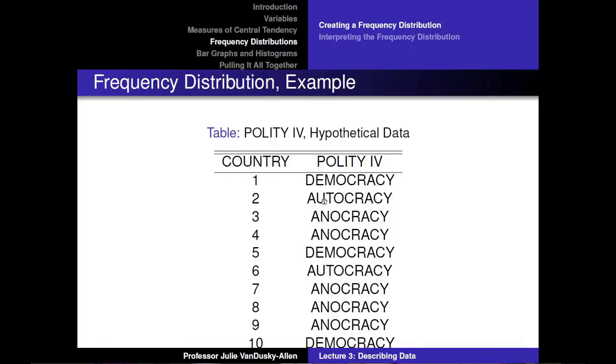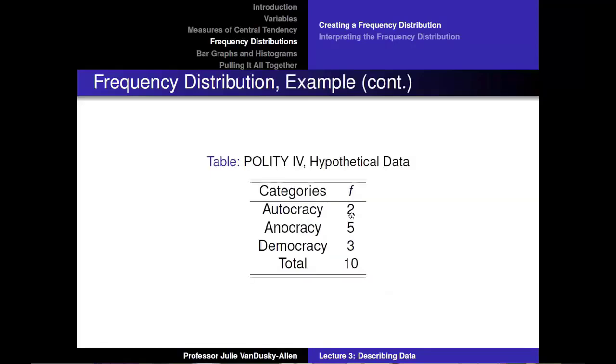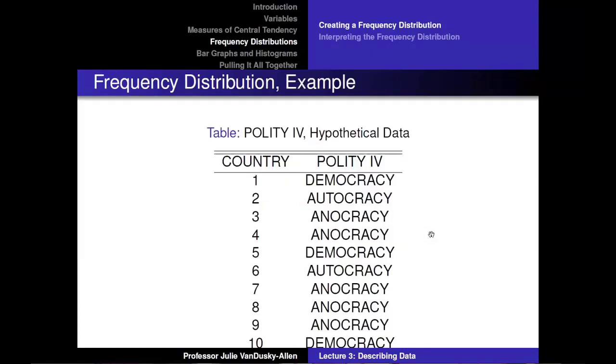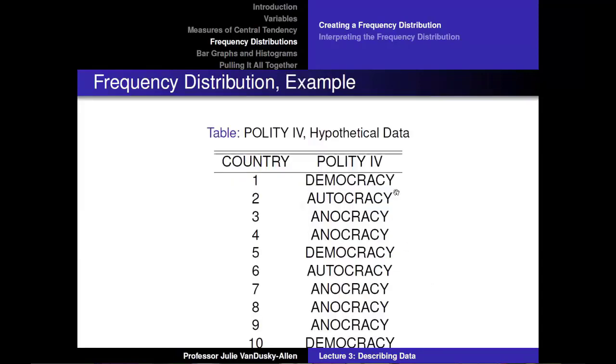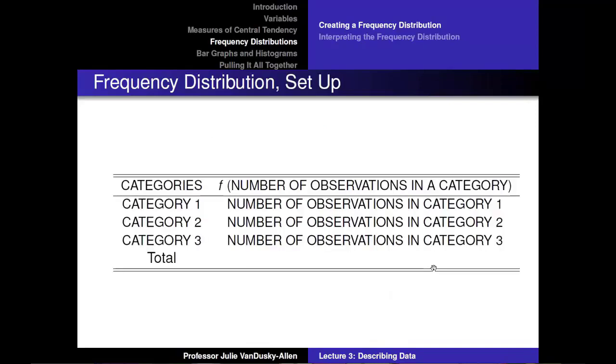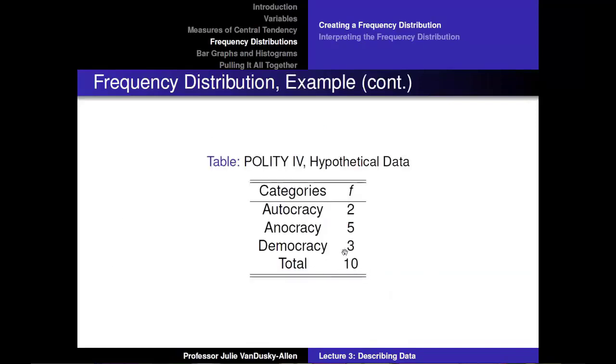As you can see, there are 2 autocracies, 5 anocracies, and 3 democracies, for a total of 10 observations, which you write at the bottom here.